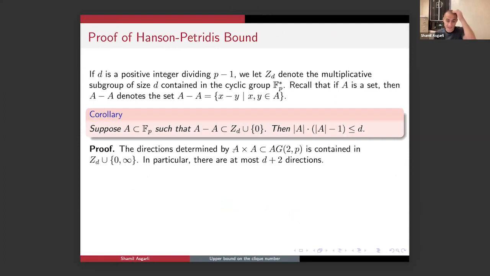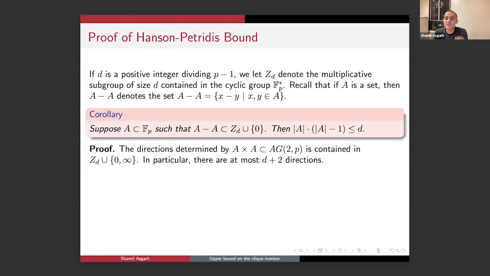determined by A cross A, then you're going to land inside this object Zd union 0 and potentially infinity, because you could potentially get a vertical direction, right? That's when you have the same x coordinate but different y coordinates. Then you get this vertical direction. But in any case, what does this mean?